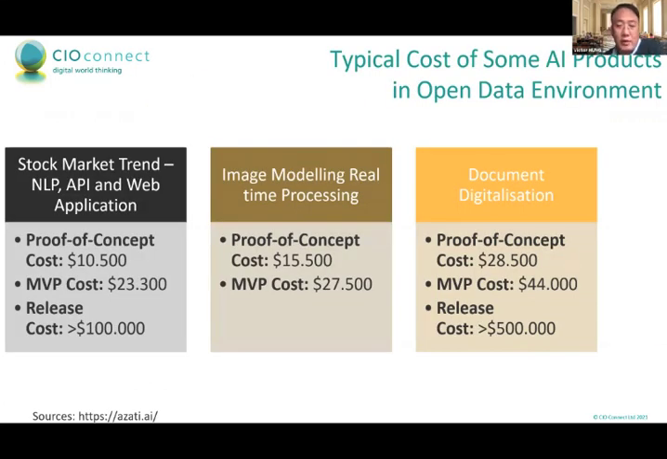This is a typical cost example of different types of AI development, including document digitization, using the computer to find the document, store it and archive it for you, or you want to predict the stock market trend. Here, one type of model uses language processing to recognize all these commands and predict what the trend of this stock is, or image modeling, this kind of thing.